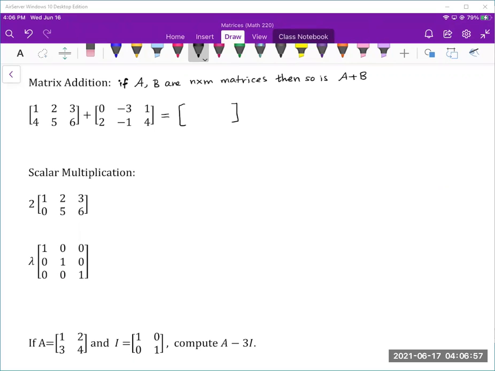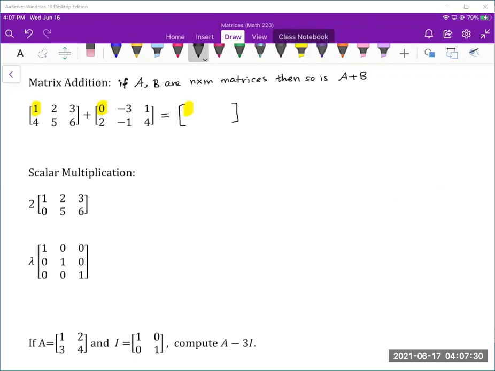In this example, we're adding together two matrices that are both 2 by 3. So 2 rows, 3 columns. Okay, and to get the entries, we are going to add together the entries in the same spot in each of the matrices on the left side. So for example, to get this entry in the first row and first column, we're going to look at the first row and first column and sum those two.